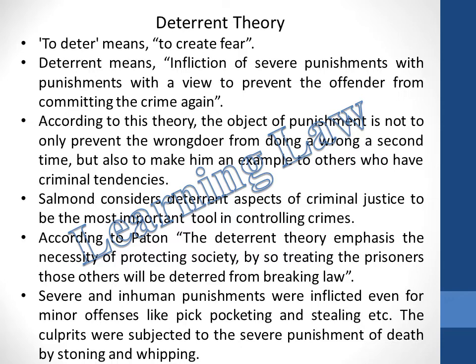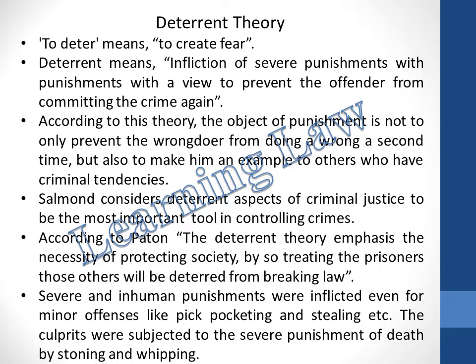Salmon considers deterrent aspects of criminal justice to be the most important tool in controlling the crimes. According to Patton, the deterrent theory emphasizes the necessity of protecting society. By so treating the prisoners, those others will be deterred from breaking law. So Patton believed that the deterrent theory gives emphasis on the necessity of protecting society, and also on treating the prisoners so that others will be deterred from breaking law.